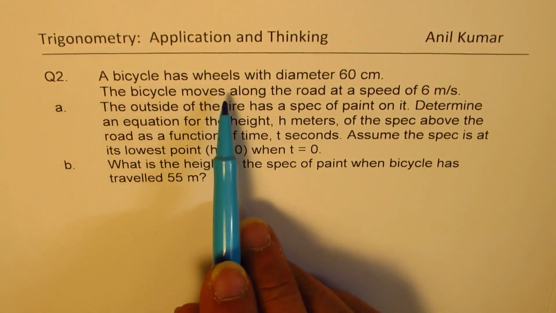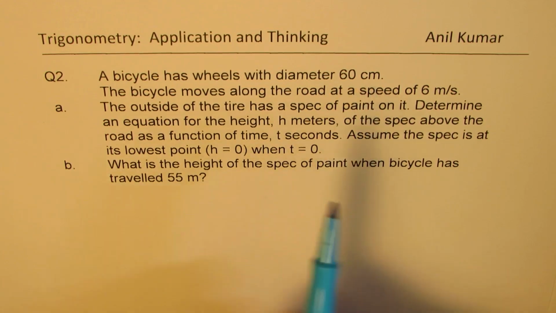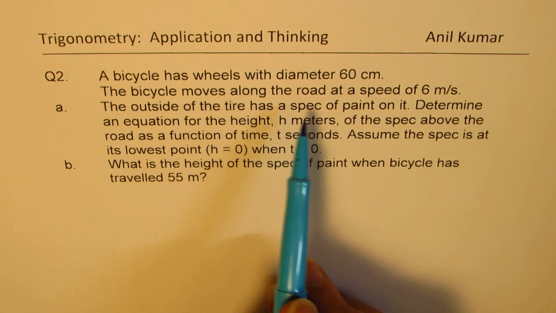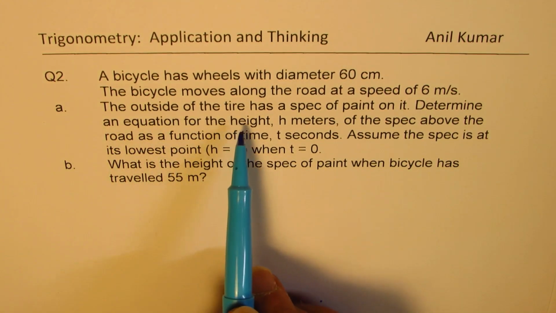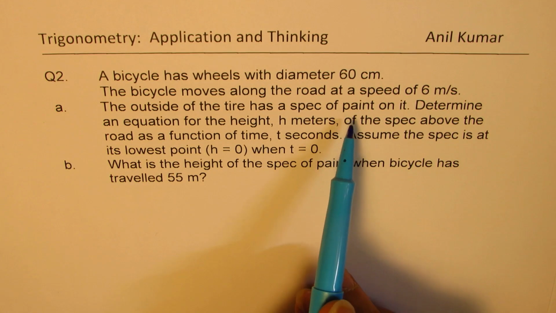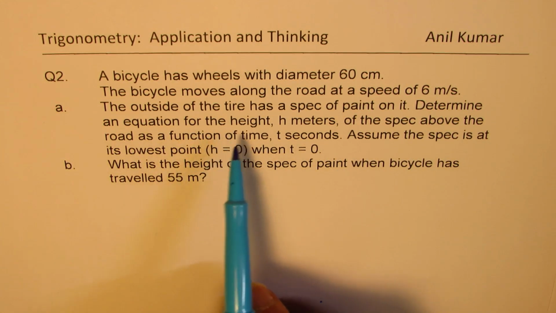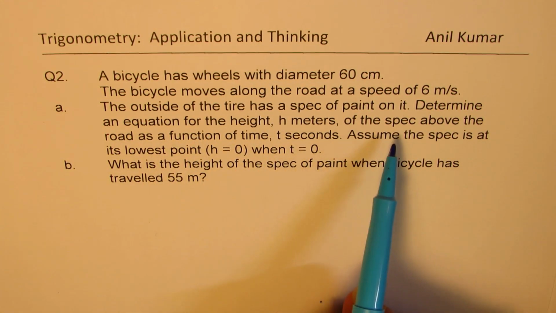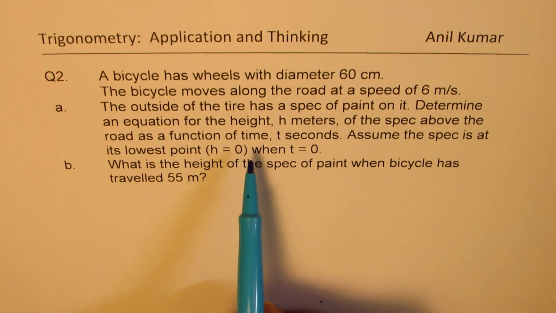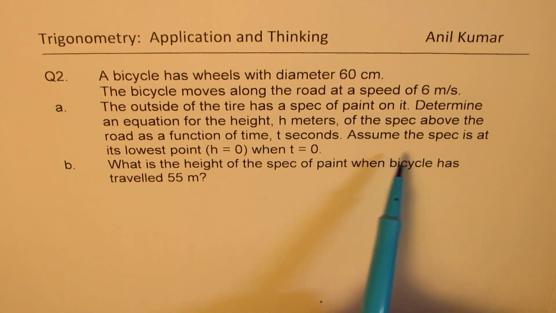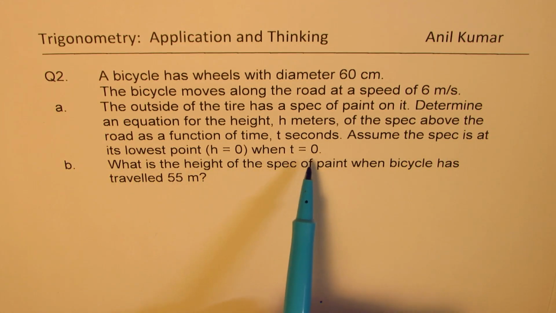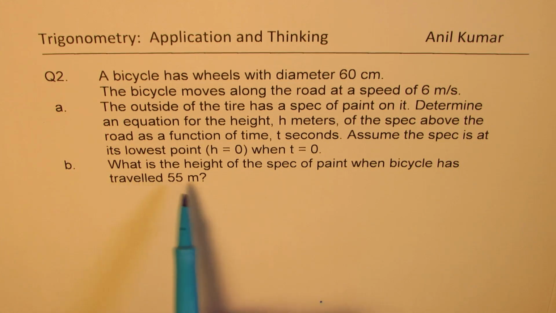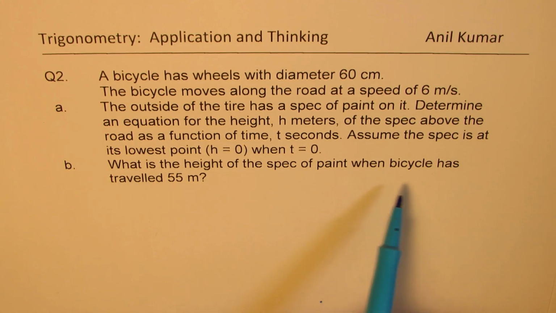A bicycle has wheels with diameter 60 centimeters. The bicycle moves along the road at a speed of 6 meters per second. The outside of the tire has a speck of paint on it. Determine an equation for the height h meters of the speck above the road as a function of time t seconds. Assume the speck is at the lowest point, h equals 0, when t equals 0. What is the height of the speck of paint when the bicycle has traveled 55 meters?